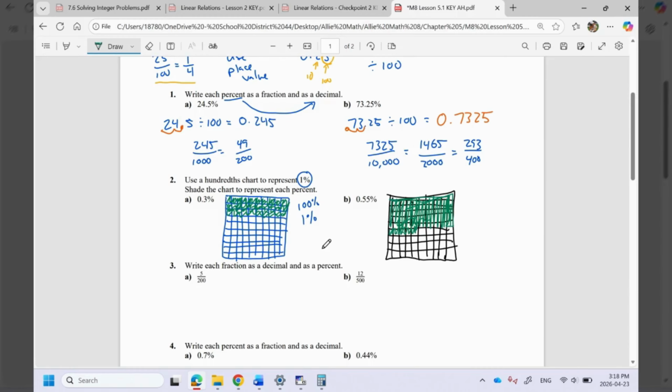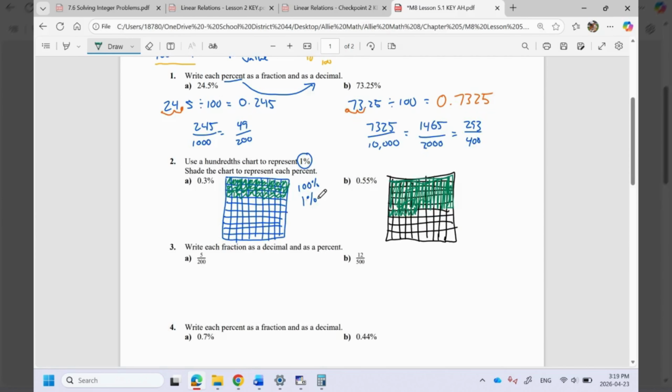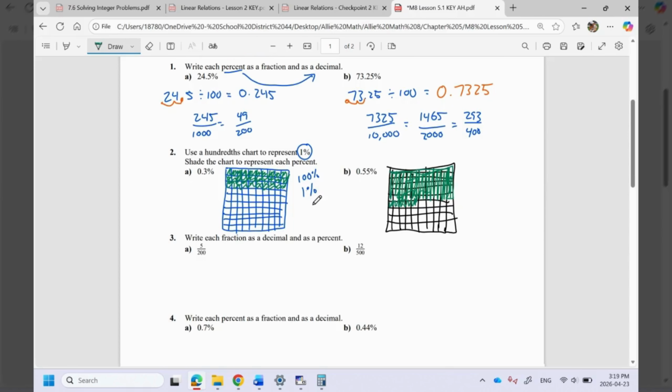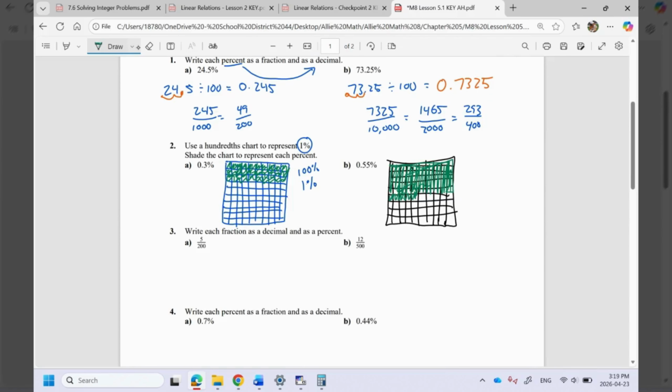So 55 out of 100, though as less than 1%, we're just using a smaller one to represent a bigger one. There is a diagram in your textbook that's pretty decent, so you can ask me and I can show you what that looks like. That might illuminate this question a little bit more. But let's do the next one.